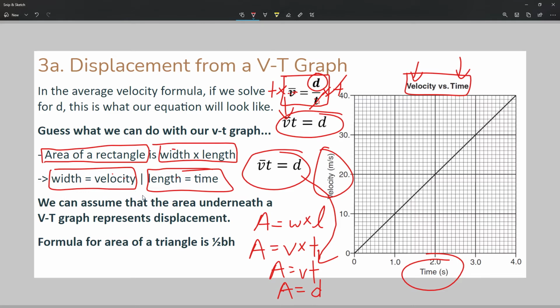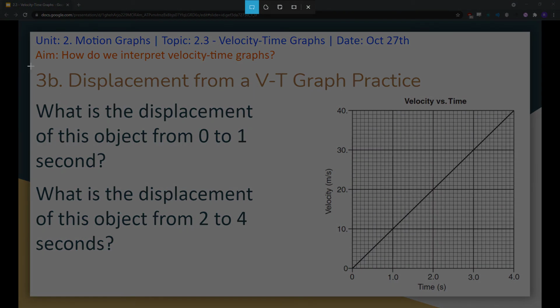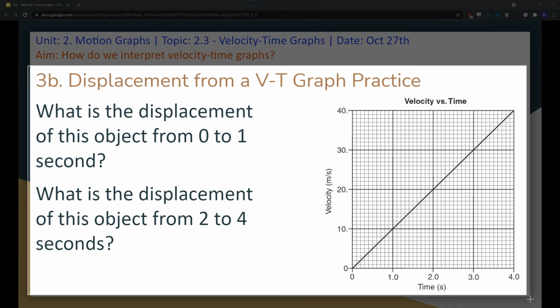If you weren't following, just know that the area in between the line and the x-axis tells you distance or displacement in a VT graph only. Now, obviously, we need to do some practice problems before you fully grasp what's happening here.